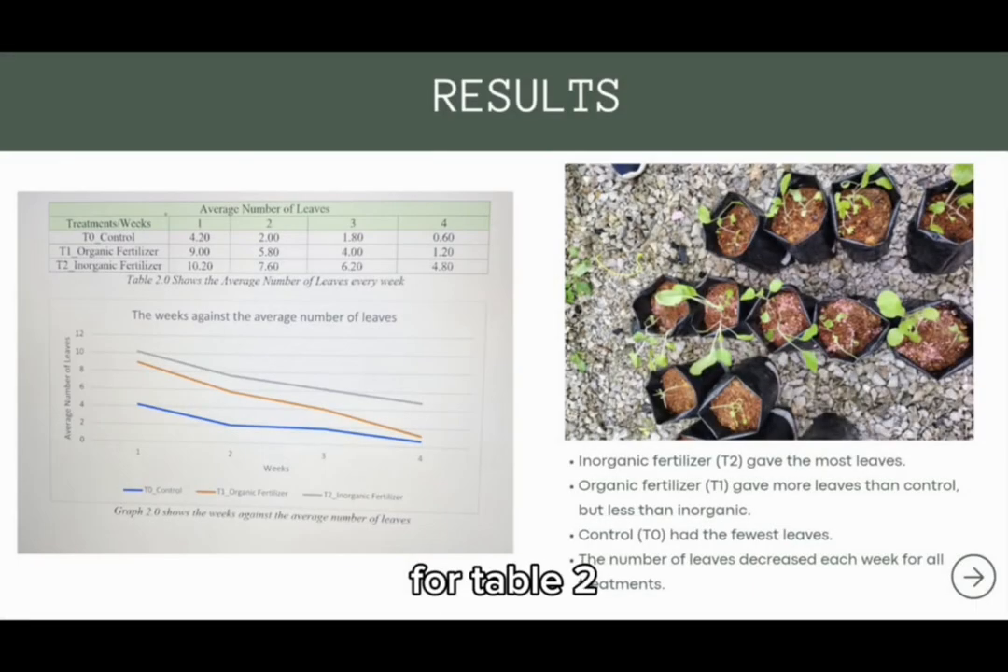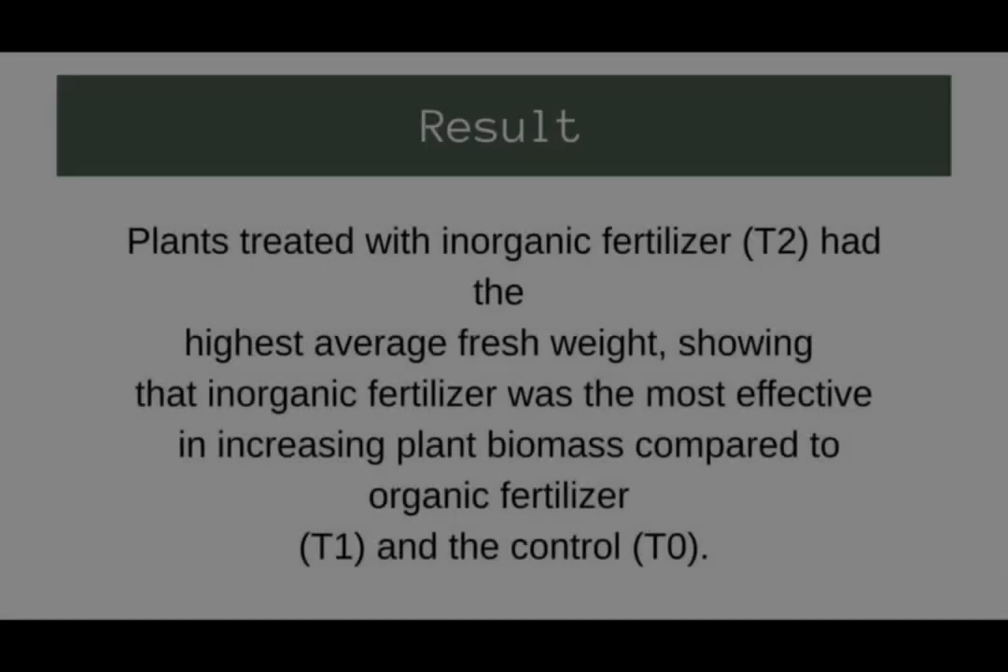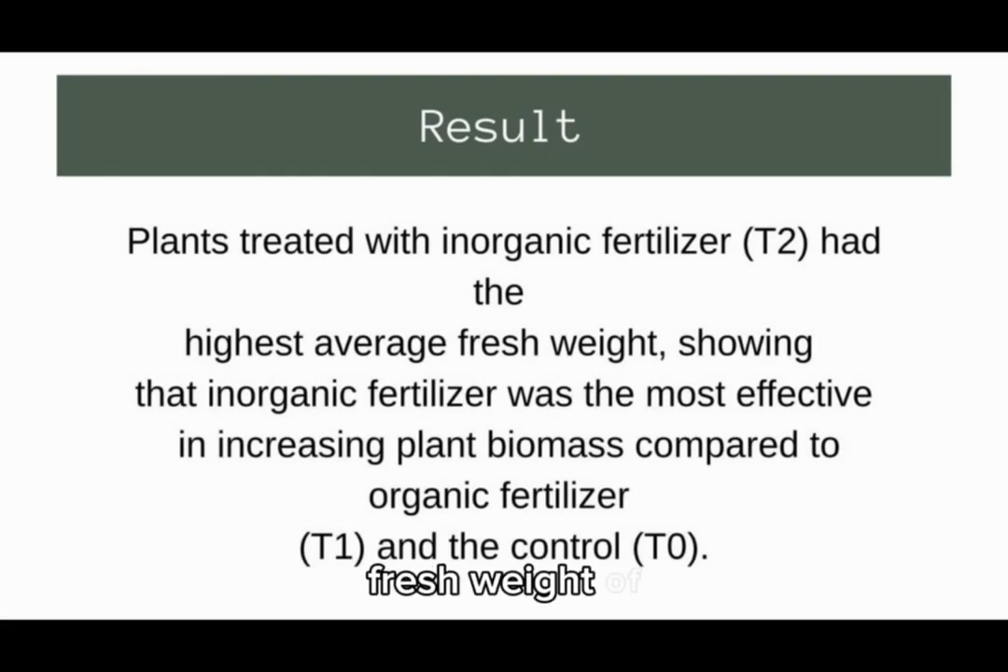For table 2, average number of leaf, this table shows the average number of leaf produced by the plants each week. For T0 control, the number of leaf decreased every week, indicating poor growth. For T1 organic fertilizer, the number of leaf was high in week 1, but gradually decreased over time. For T2 inorganic fertilizer, the plants consistently had the highest number of leaf in all weeks, although there was a slight decrease. The conclusion, the average number of leaf for all of the three treatments decreased by week. Next is average fresh weight of plant.